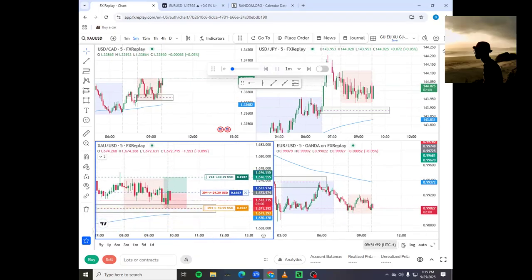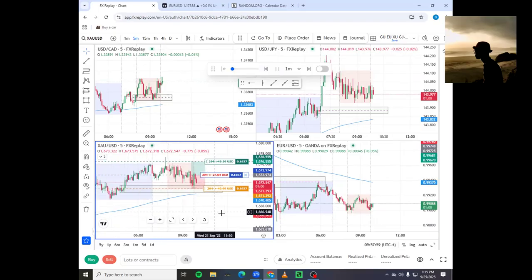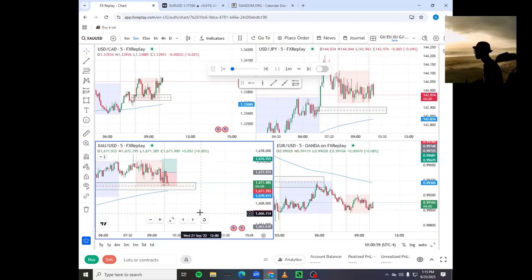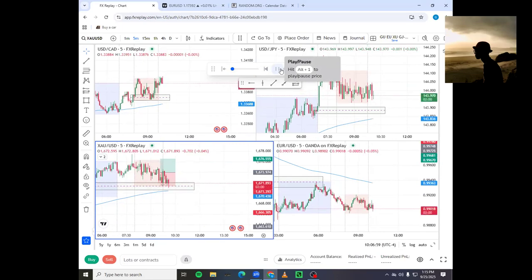So let us see if we get respected. So we're in the trade. Seems like it might go against us, but let's see. And it took us out. I want to see something. Let me see price action in the zone.